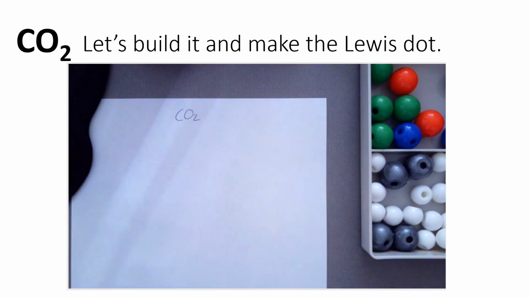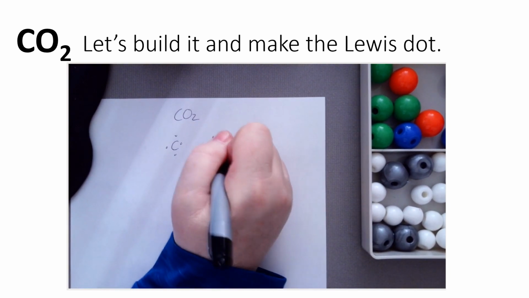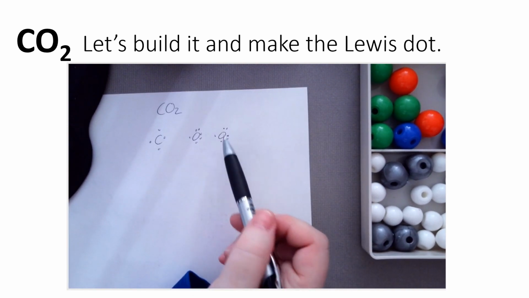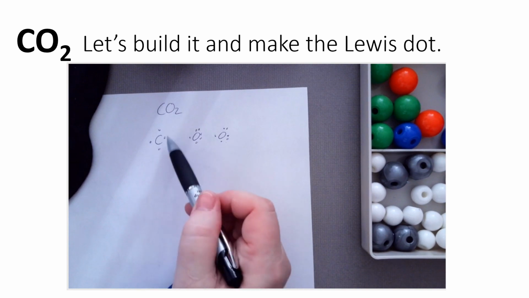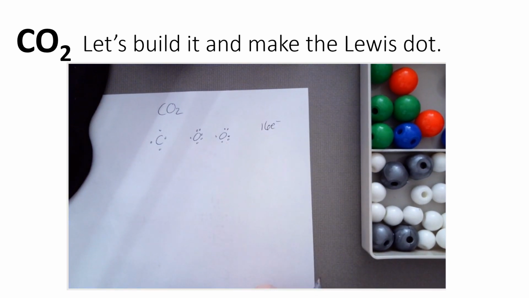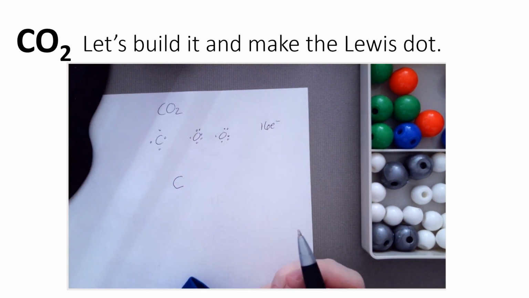All right, CO2 is next. So carbon, oxygen, oxygen. Okay, how many total electrons? 6, 6, 12, 13, 14, 15, 16. 16 electrons. How do we bond it? Well, okay, so we put carbon here, right?